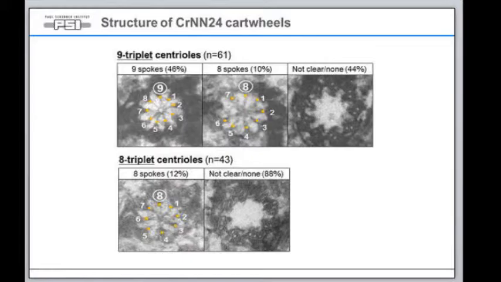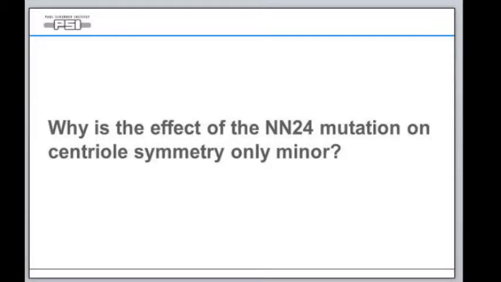When we looked at the cartwheel of these NN24 centrioles, here the nine triplet centrioles and here the eight triplet centrioles, the nine triplet centrioles either contained nine spokes or eight spokes. So the cartwheel had either a nine-fold or eight-fold symmetry, while in the eight triplet centrioles only eight-fold symmetric cartwheels were detected. So now the question is, why is this difference, right? Why do we get in vitro a different symmetry than in vivo?